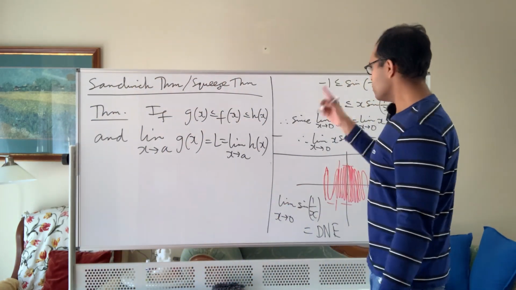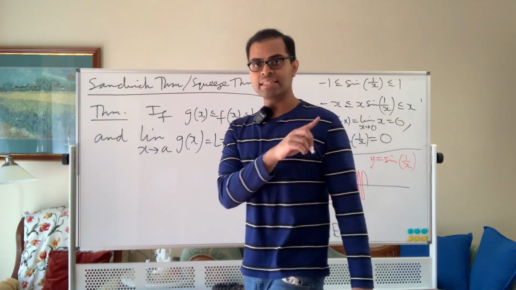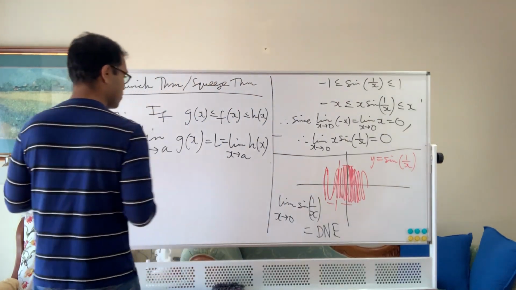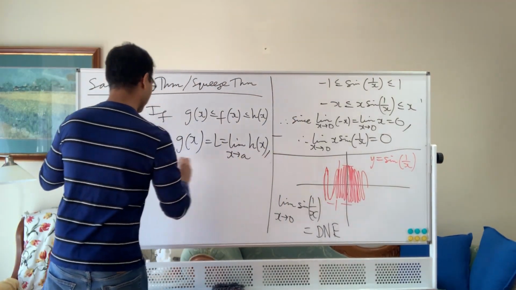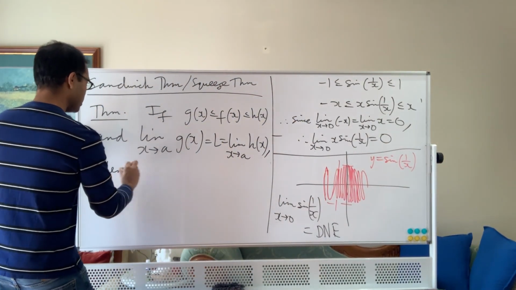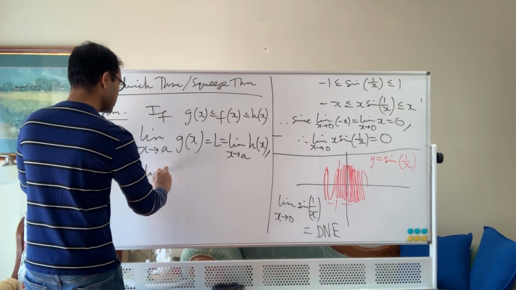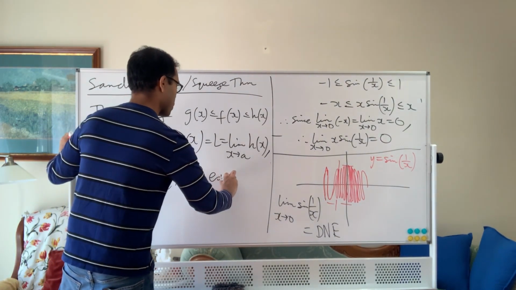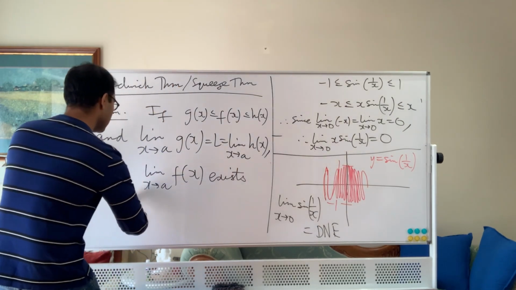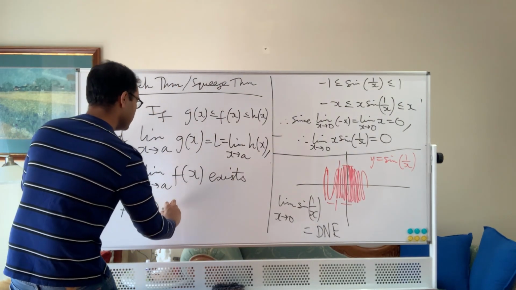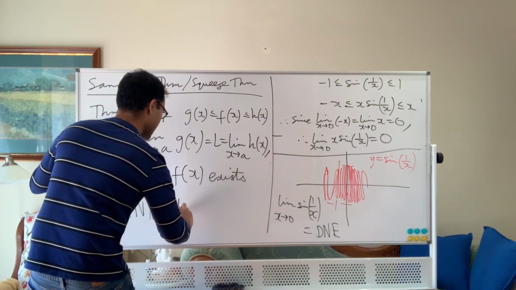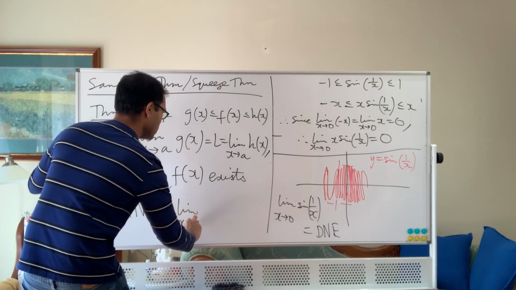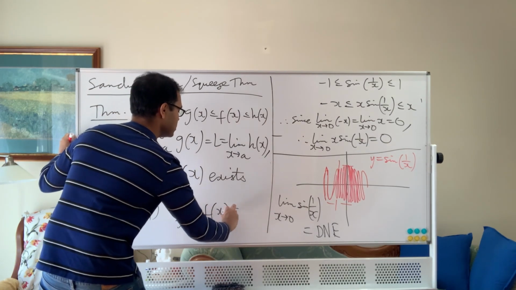So here in the example we just studied, L was 0. It was minus x and x sandwiching x sine 1 over x. Then there are two statements. Limit x goes to a of f of x exists, and it's also equal to L. Okay, and limit x goes to a of f of x is equal to L.